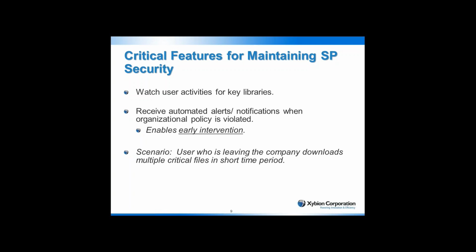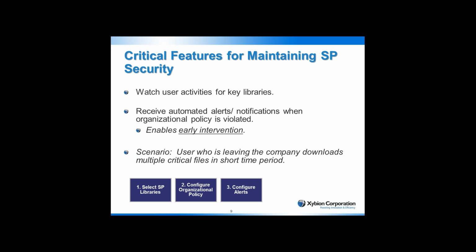So the one most common scenario that we run into that we have to address is the users leaving the company. They download multiple critical files in a very short period of time. How do you know that that's actually happening? How are you able to stop that from actually happening? So number one, you're selecting the SharePoint libraries. Number two, you're configuring organizational policy. Number three, you're configuring the alert mechanisms and receiving the automated reports. And then, of course, it's prompting you for early intervention.